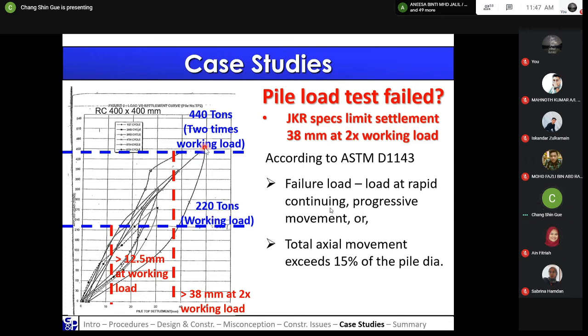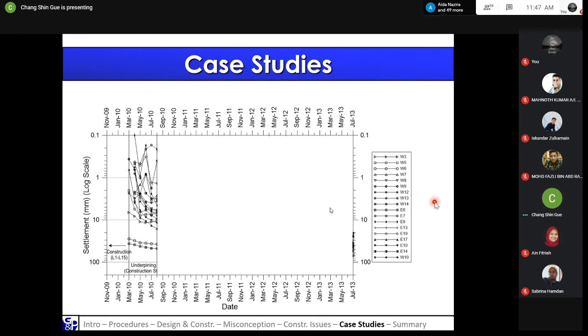So this actually is still within the pile capacity. Based on this definition, the pile is still okay. Yes, of course, it experienced a lot of settlement, but it does not mean that the pile has failed. Subsequently, we were also given a set of settlement monitoring data from the building.